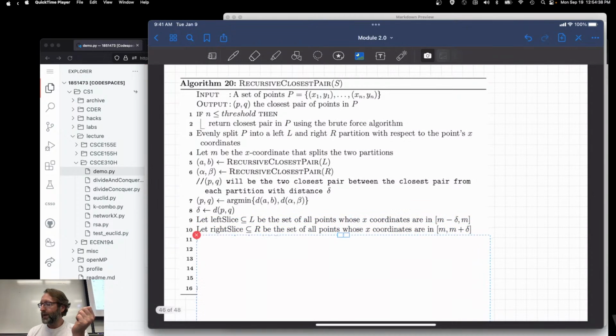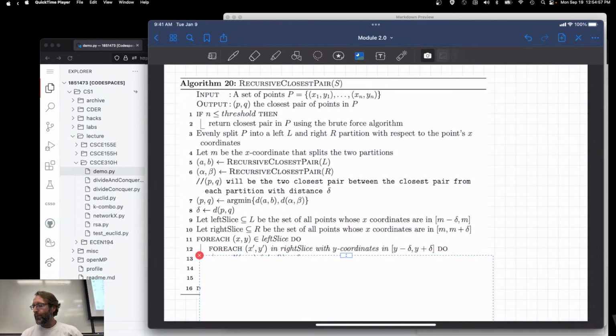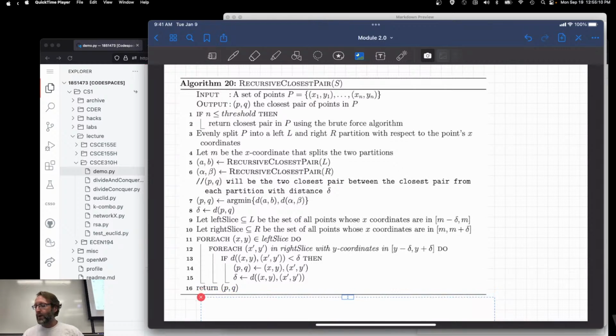Let the left slice be a subset of L, the left partition, such that they have x coordinates from m minus delta to that cutoff point, m. Likewise, the right slice will be from m to m plus delta. Now, for each element in the left slice, we do the following. For each element in the right slice with y coordinates bounded above and below by that delta, we check to see if that has a minimum distance. If so, we update PQ, we update our delta here. And ultimately, we return P and Q.